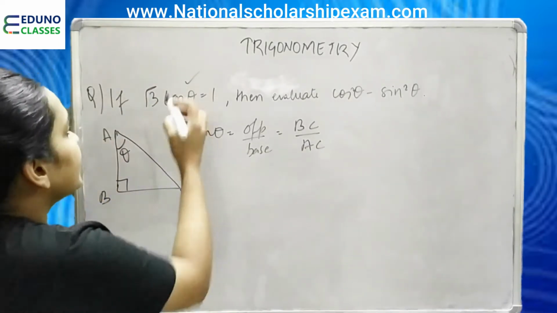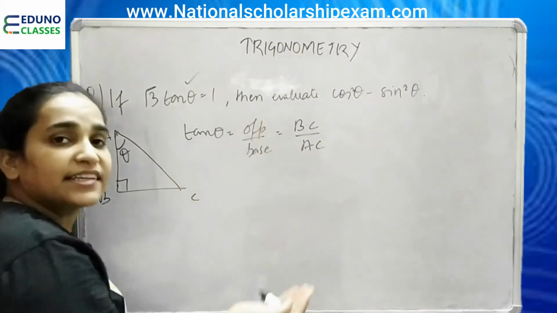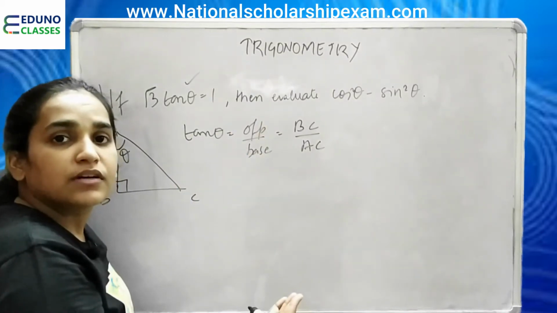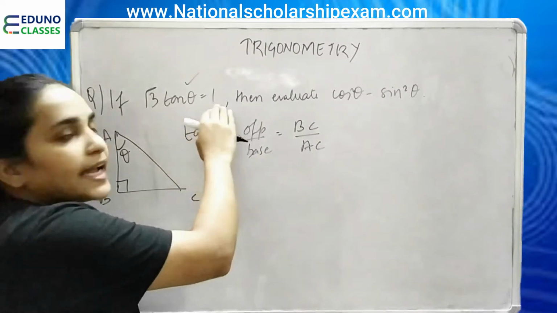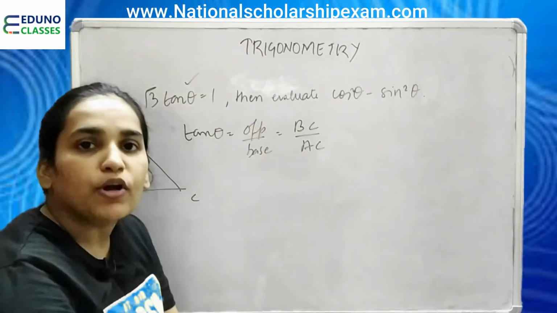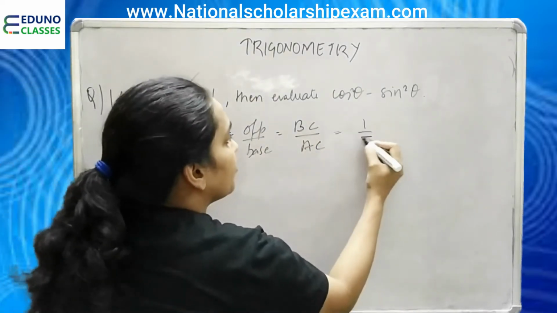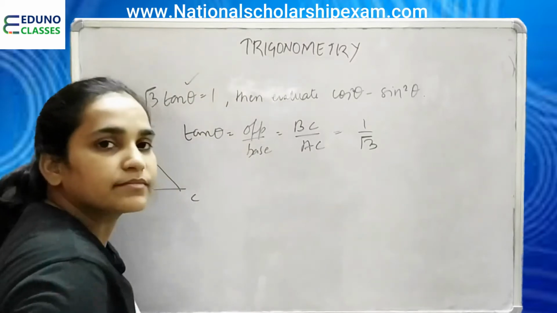Okay. And then it says root 3 tan theta is equal to 1. So tan theta is equal to 1 upon root 3. Fine. So tan theta is equal to 1 upon root 3.